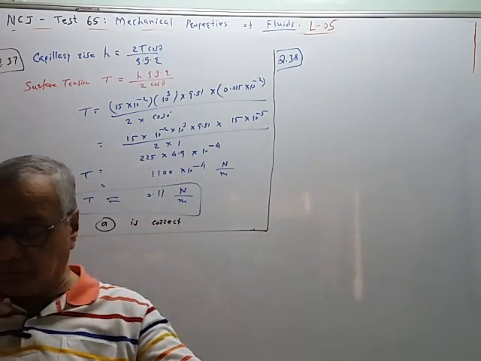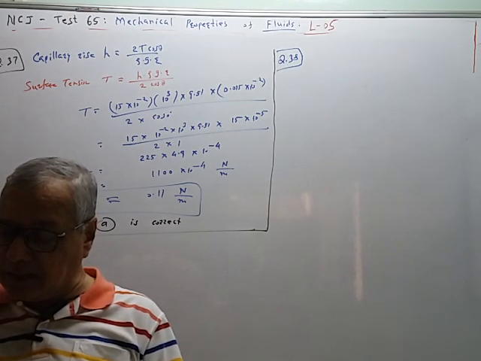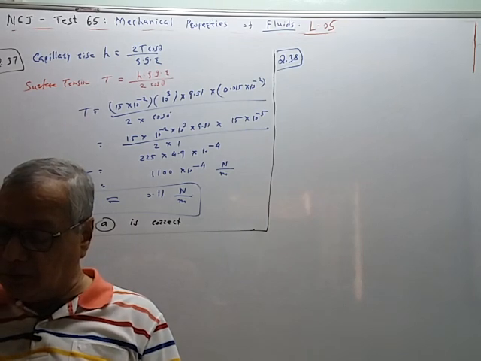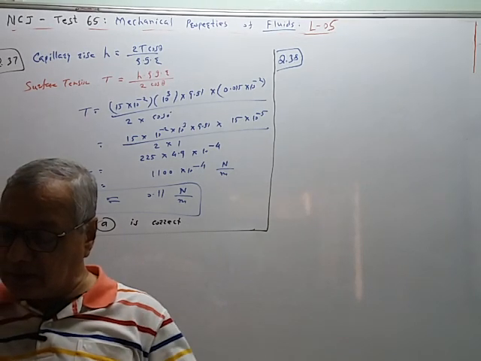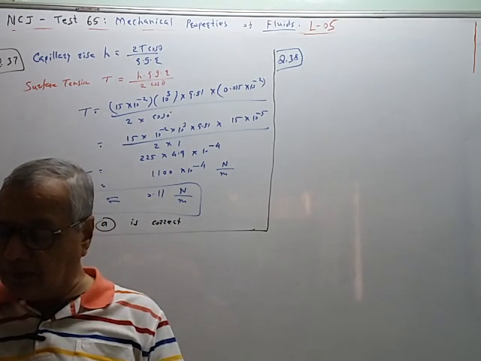It is an easy problem. A beaker of radius 15 centimeter is filled with a liquid of surface tension 0.75 Newton per meter. The force across an imaginary diameter of the surface of the liquid is equal to?